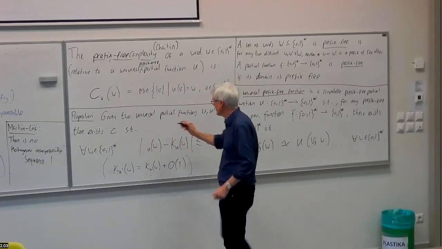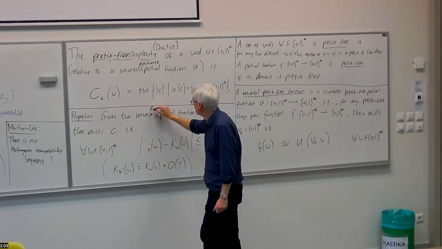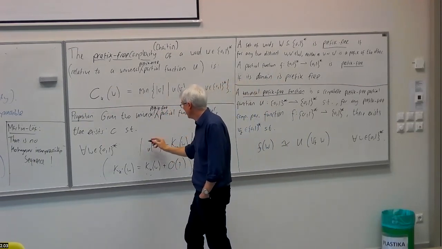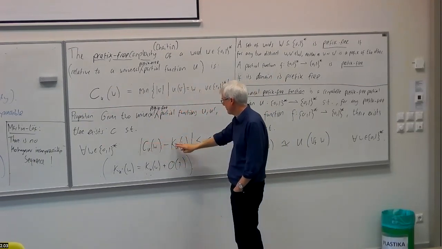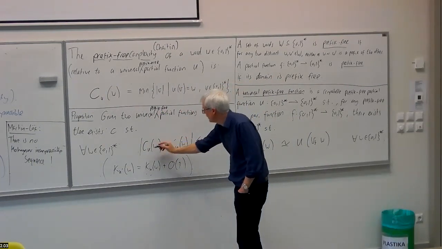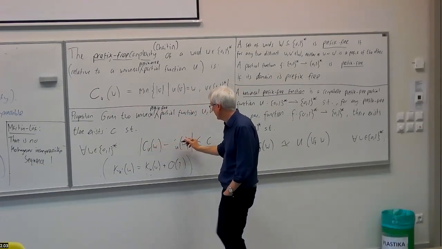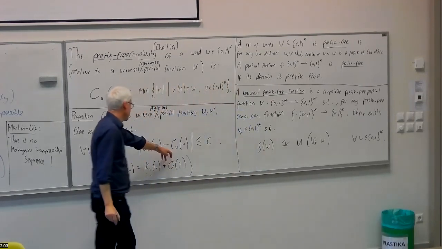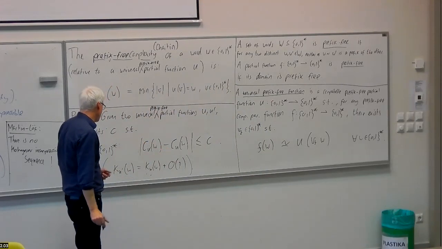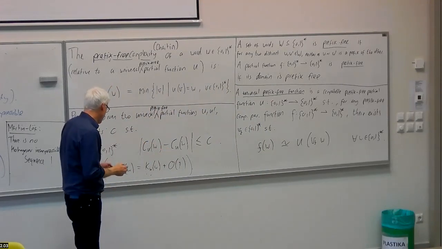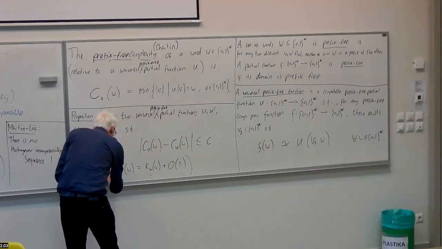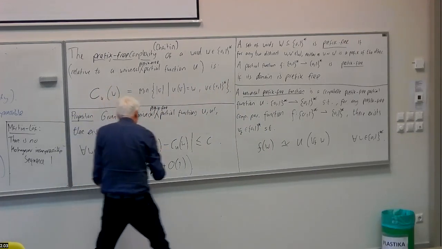So given two universal prefix-free partial functions, U and U prime, the prefix-free complexity relative to U prime, maybe that wasn't very clear before, differs from the prefix-free complexity relative to U by less than a constant. The difference is bounded by a constant, and again, we write that using big O notation.